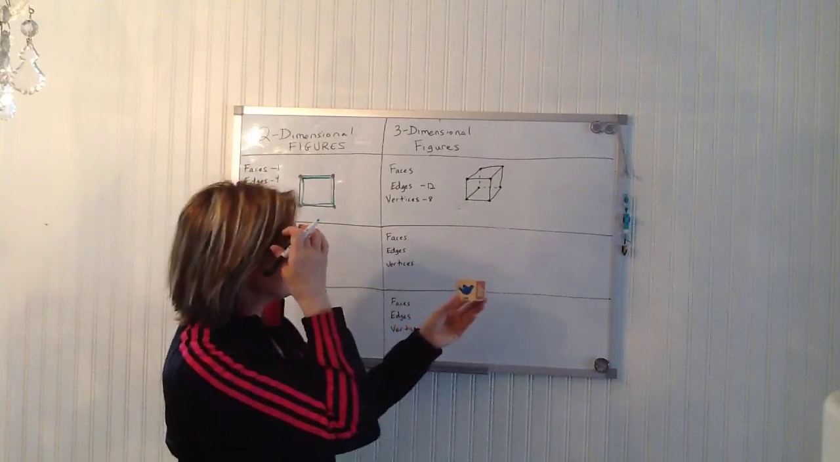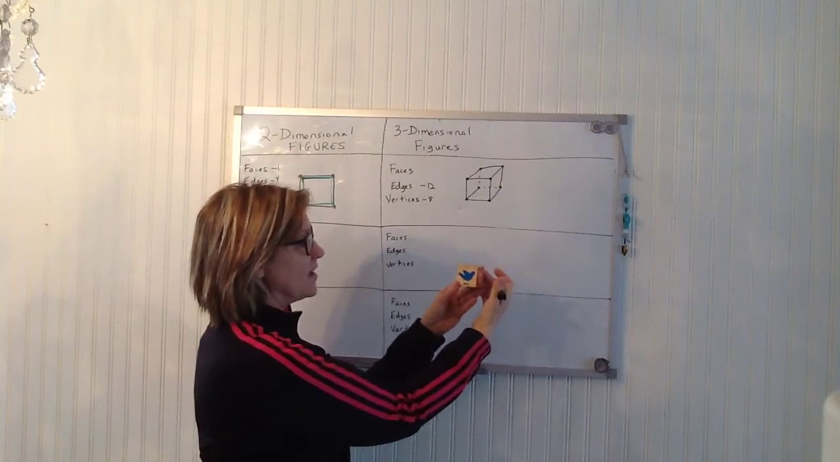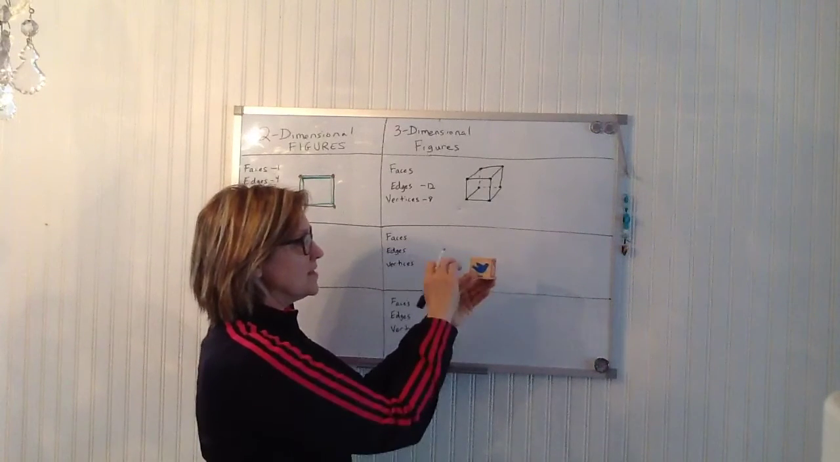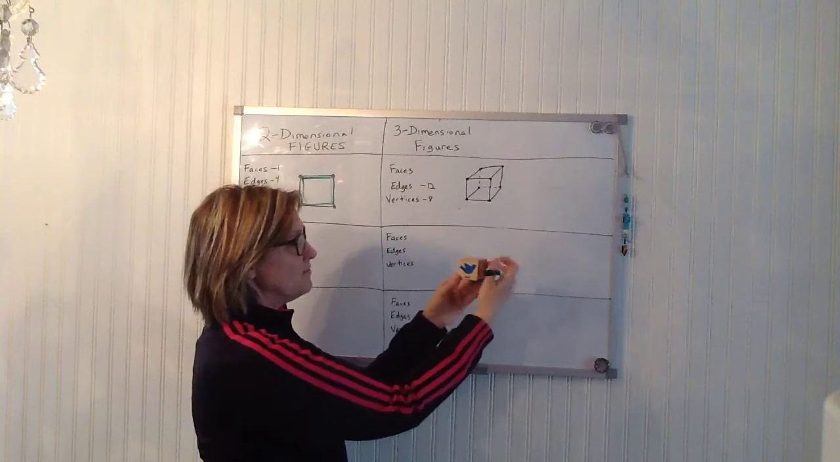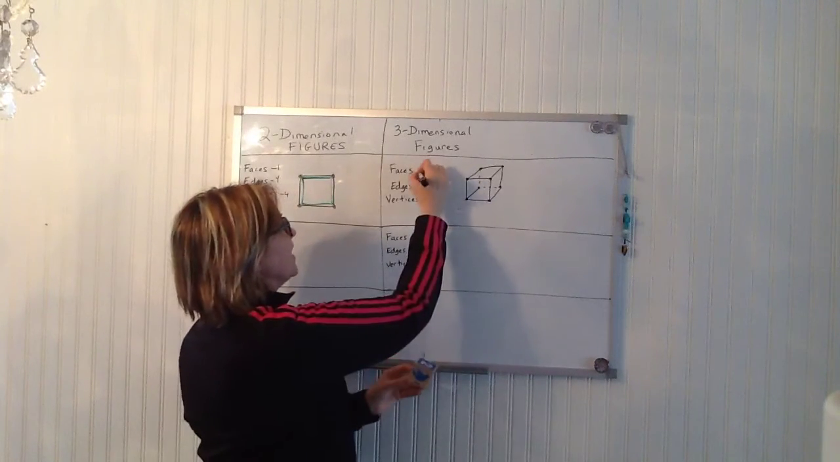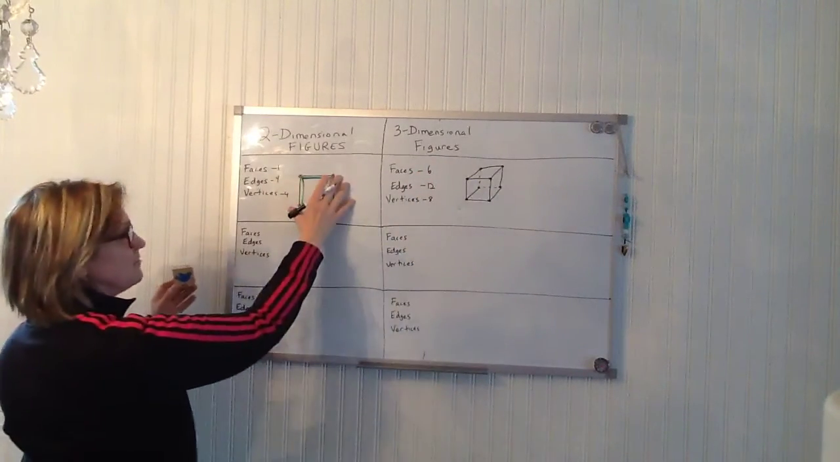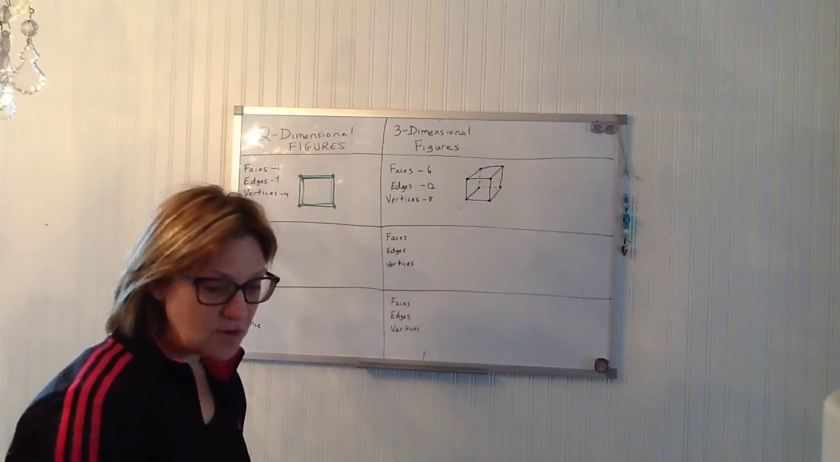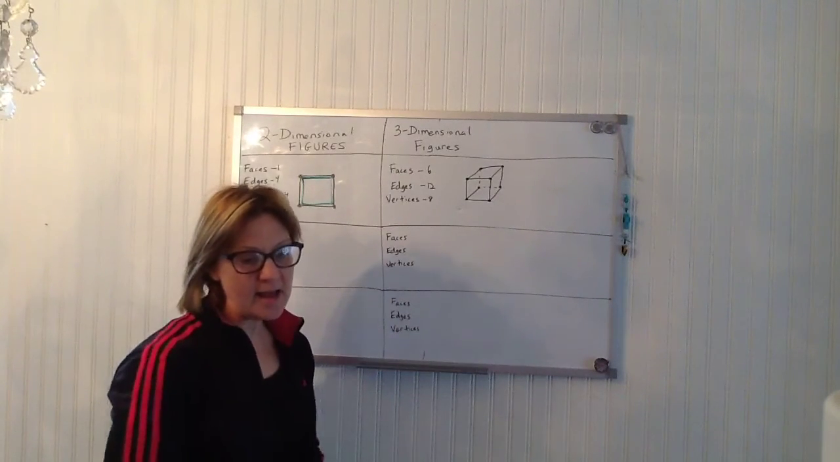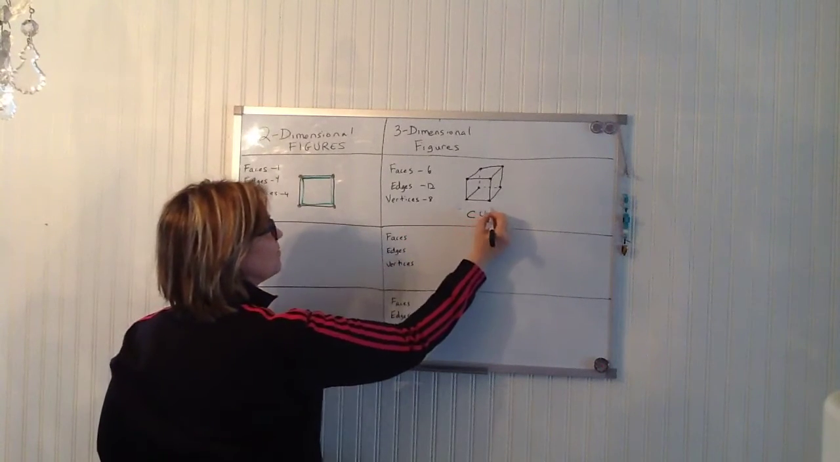To do the faces, I like to do it methodically again. Front, back, top, bottom, side, side. So that's 1, 2, 3, 4, 5, 6. A cube has 6 faces. So again, 2D figure to 3D figure. The next figure I want to show you is a rectangular prism. So this one was called a cube.